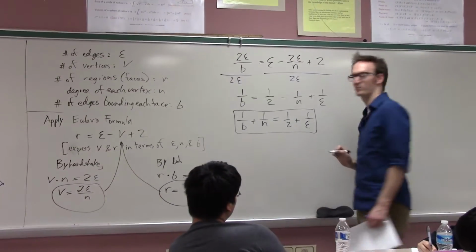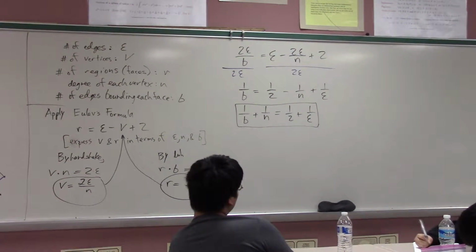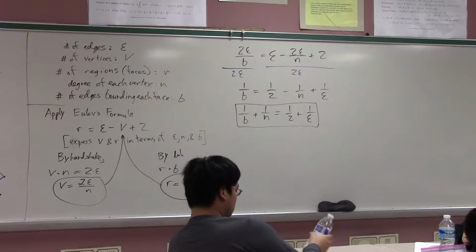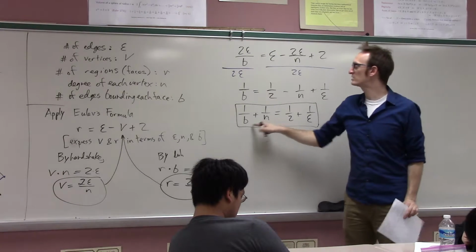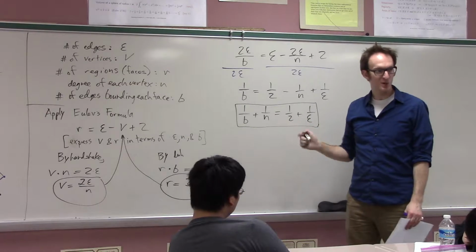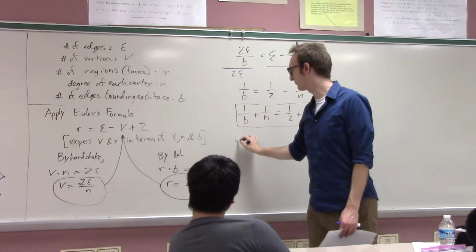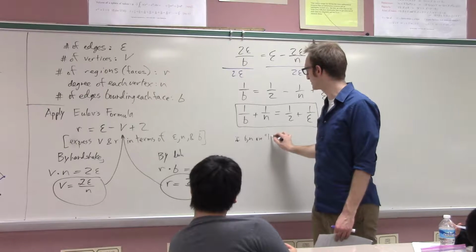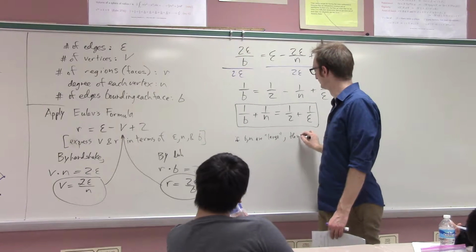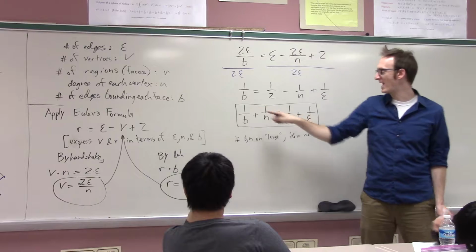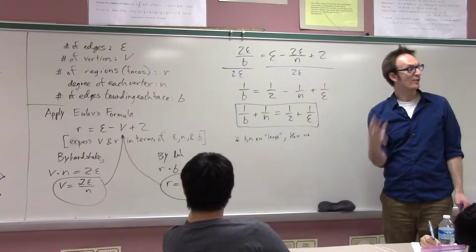Okay, so this seems like some deep relationship between B, N, and epsilon. So the number of edges bounding each face, the degree of each vertex, and the total number of edges. Now this is kind of cool because these two fractions have to add up to more than 1/2. So intuitively speaking, if B and N are big, then that's bad, right? If B is like 7 and N is like 10, then that just can't be, because those don't add up to more than 1/2.